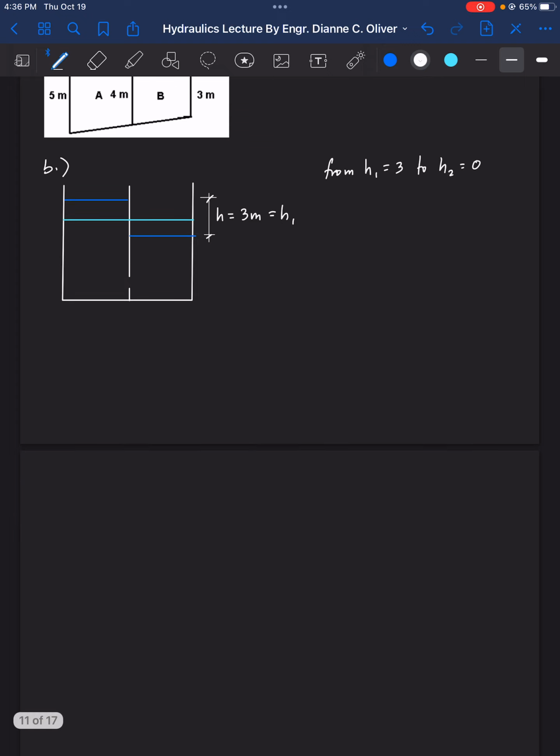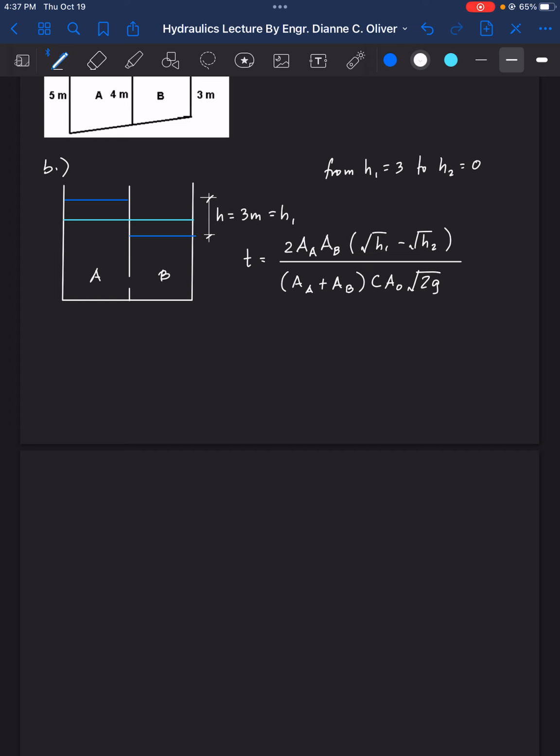So we will use the formula here. Time is equal to twice the area at A and at B, so 2AB, times square root of H1 minus square root of H2, over the area at A plus the area at B, times the coefficient of discharge times the area of the orifice, square root of twice the gravity. So this is our formula.